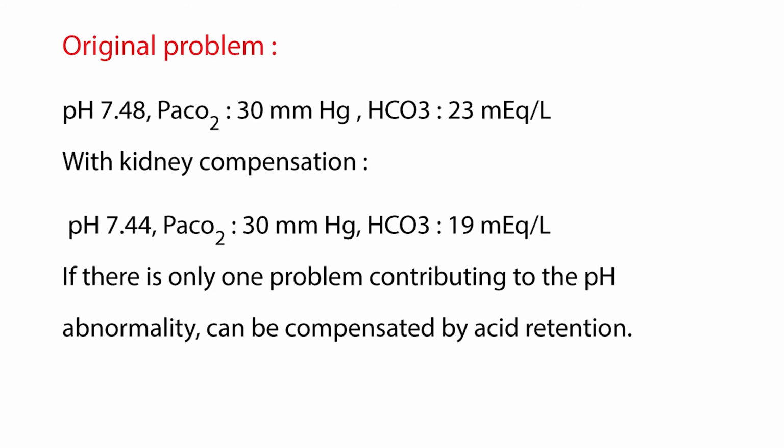So our original problem of a pH 7.48 with a PaCO2 of 30, with compensation over time, the kidneys bring down the pH to 7.44 by excreting bicarbonate. So the bicarbonate drops to 19. If there is only one problem contributing to the pH abnormality, removal of acid by the respiratory system should be compensated by acid retention by the renal system.